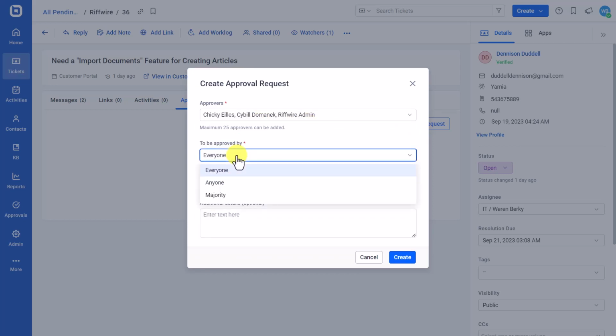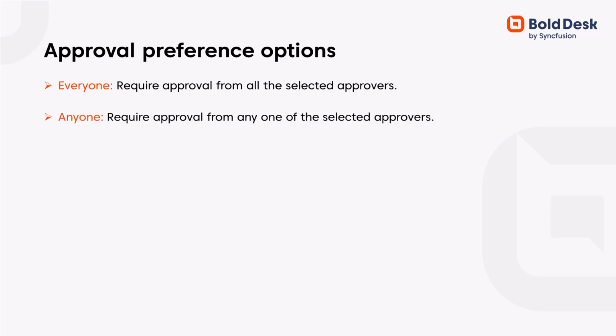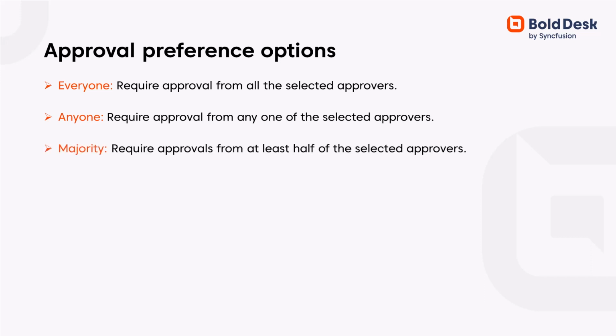Then, if you add 2 or more approvers, set the approval preference in the To Be Approved By dropdown. These approval preference options are Everyone, which will require approval from all the selected approvers. Anyone, which will require approval from any one of the selected approvers. And Majority, which will require approvals from at least half of the selected approvers.